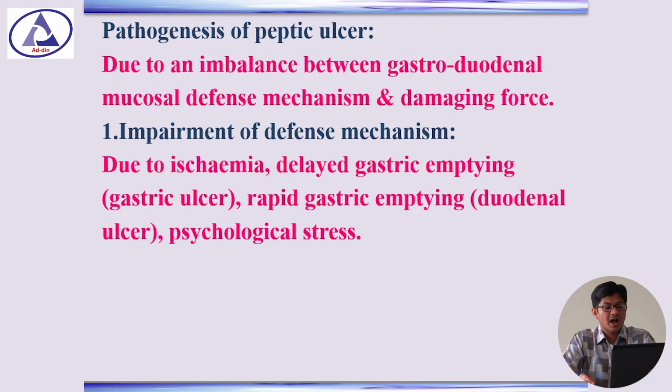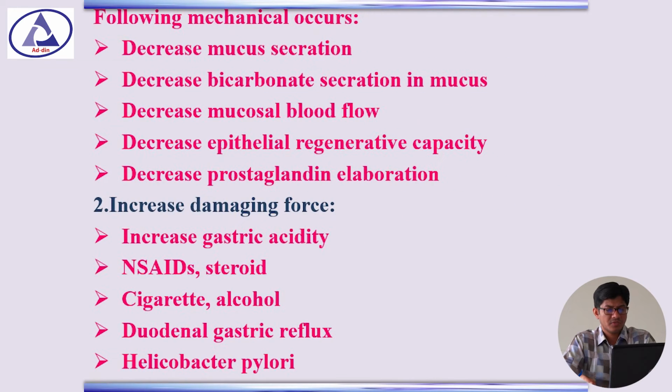Pathogenesis of peptic ulcer: due to an imbalance between the gastroduodenal mucosal defense mechanism and damaging forces, this ulcer occurs. Number 1, impairment of defense mechanism. This occurs due to ischemia, delayed gastric emptying, rapid gastric emptying and psychological stress. The following mechanical factors are responsible: decreased mucosal secretion, decreased bicarbonate secretion in mucus, decreased mucosal blood flow, decreased epithelial regenerative capacity and decreased prostaglandin elaboration.